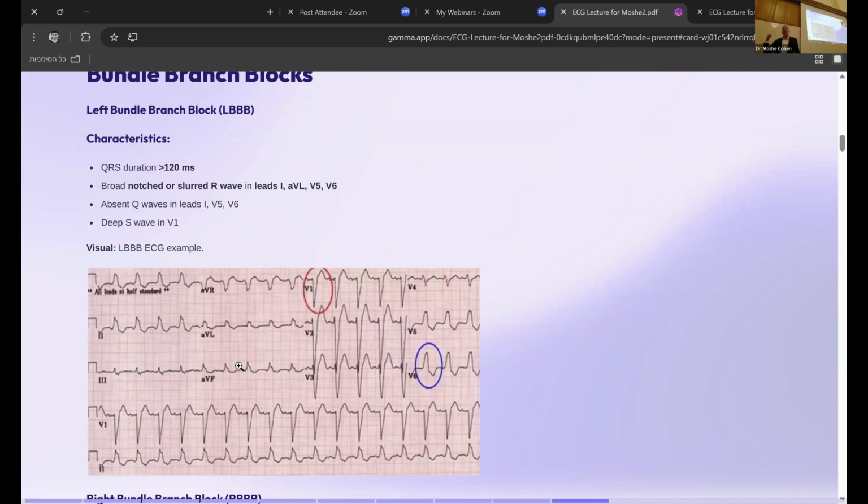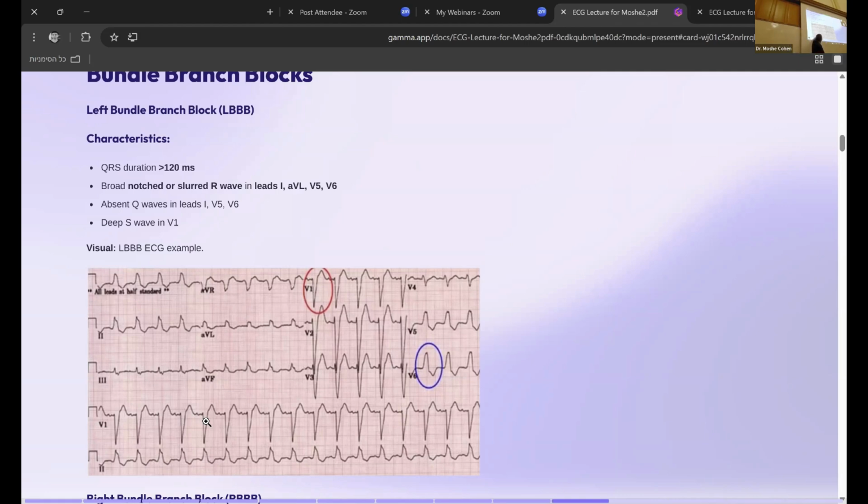Okay, so we said the rate is around 110. The rhythm is sinus. The axis is normal. What comes next? The intervals. Do you remember the intervals? The PR interval, is it okay? From P to R. Is it normal? Is it below 0.2? Below 1 square? Shorter than 1 square? Look, from the P, choose one P. From here to the R, is it shorter than 1 square? What do you see?